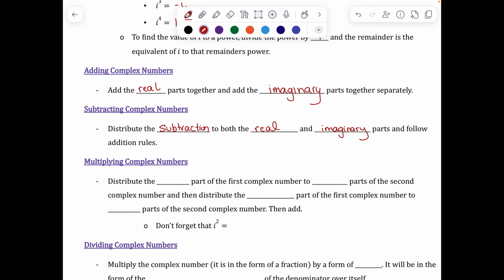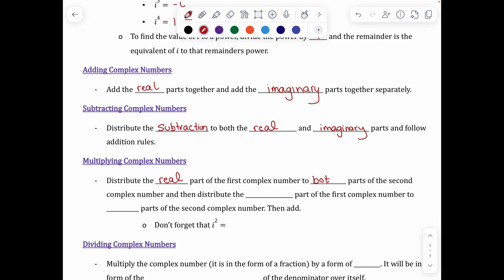When we're multiplying complex numbers, we're going to distribute the real part of the first complex number to both parts of the second complex number, and then we'll distribute the imaginary part of the first complex number to both parts of the second complex number. Then we'll add. So basically you're foiling. If we think back to when we multiplied binomials, you're going to FOIL out the complex number. We don't want to forget that i squared is equivalent to -1, so you will have to change that.